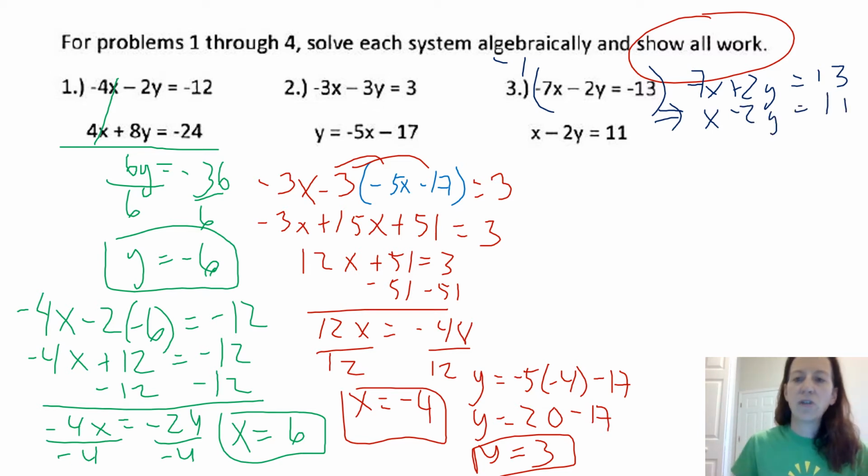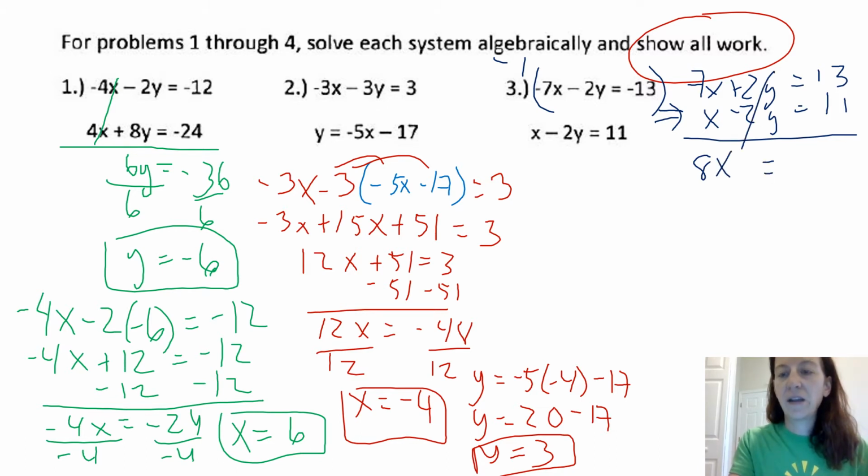And now you'll notice that the positive 2y and negative 2y are lined up. And of course, if I add those together, I will end up with them being eliminated. So 7x plus x is 8x. Those guys are eliminated, and we have 24. Divide both sides by 8.